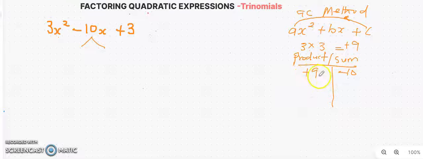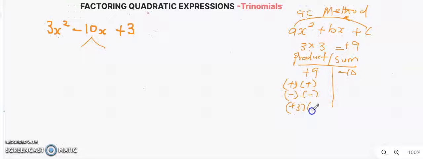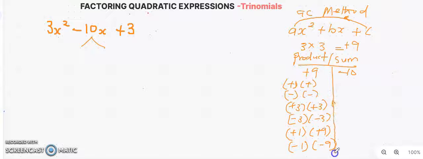So to get a positive 9, we need to multiply a positive by a positive or a negative by a negative. So factors of 9, we have positive 3 times positive 3 or negative 3 times negative 3. Or we can have positive 1 times positive 9 or negative 1 times negative 9. These are the possible factors of positive 9. So which of these factors add up to negative 10?